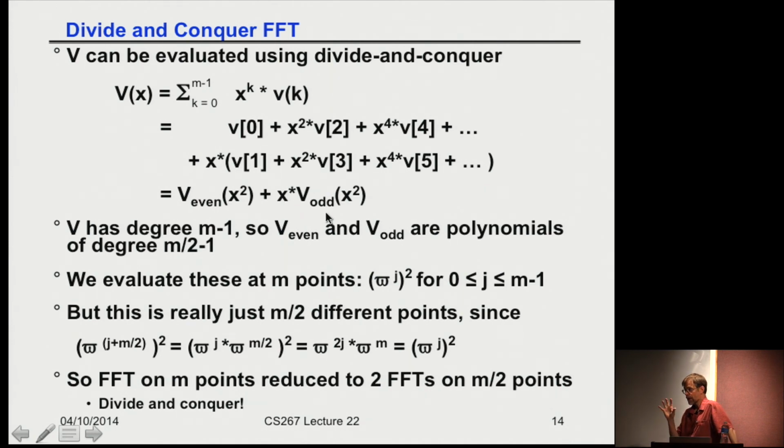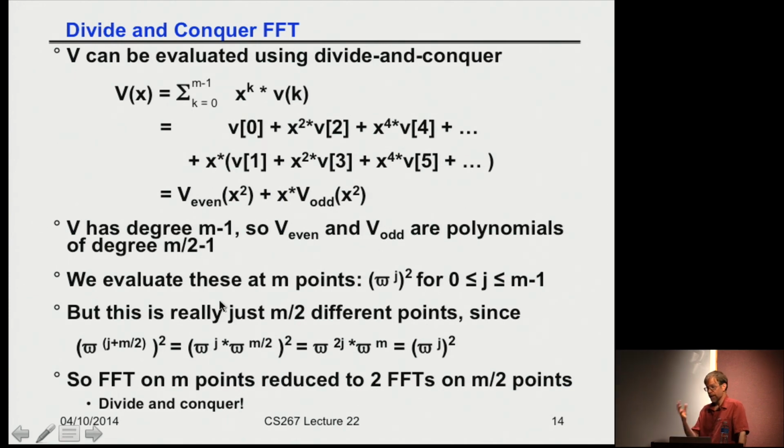So that's not quite the whole answer, remember, because I want to change my problem of size m, which is to evaluate a polynomial with m coefficients at m points. Here I have two problems, evaluate a polynomial with m over 2 coefficients, but I'm still doing it at m points, right? I haven't gotten that complexity down yet. And the m points are just omega to the j for all these values.